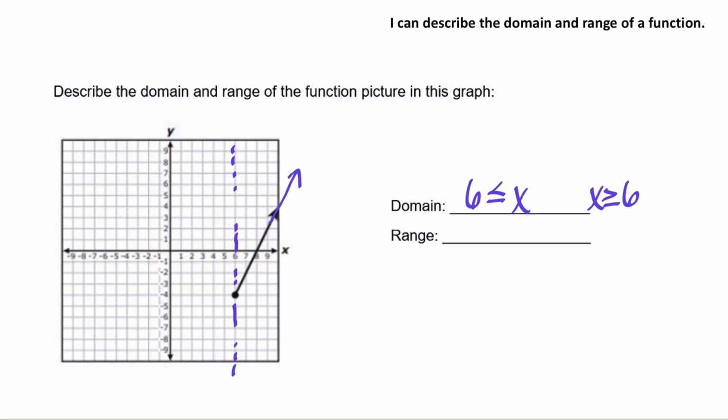The range is going to go low to high, so if I draw in a line, -4 is the lowest point. It is included, and there is no upper point, right? Because it just keeps going forever in the upper direction. So I can leave it as -4 less than or equal to y, or I can write y is greater than or equal to -4.